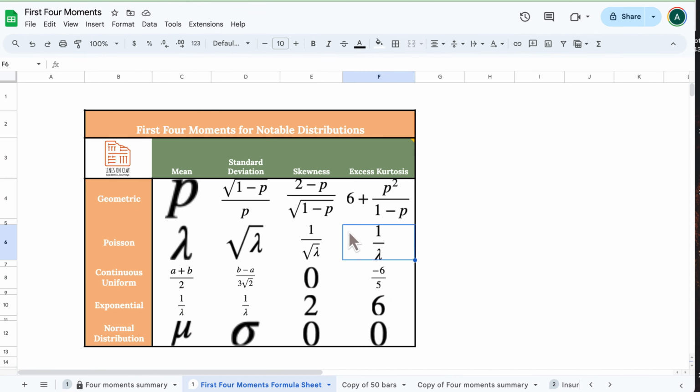Your Hall of Fame distributions, like the geometric or Poisson or continuous, will all have a formula for skew. Like the continuous uniform distribution has 0 skew. The Poisson distribution has skew of 1 over root lambda, right? So that's kind of nice. But you can also work with skew directly in your data.